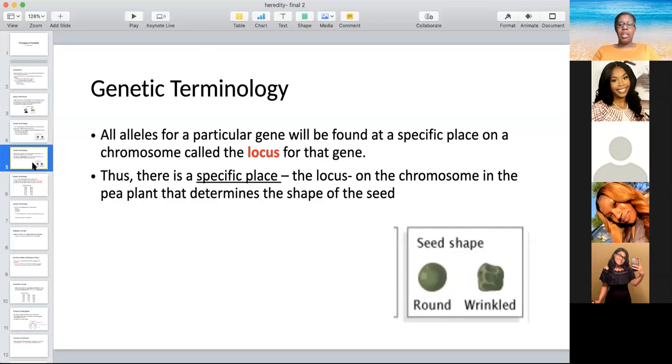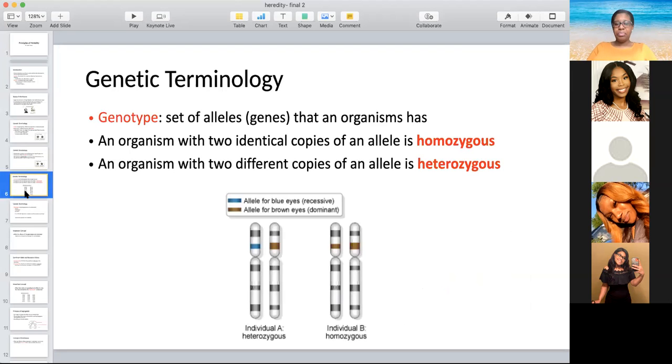All alleles for a particular gene will be found at a specific place on the chromosome that we'll call the locus for that gene. There's a specific place on the chromosome in the pea plant that determines, again, the shape of that seed. This is one of the factors or traits that Gregor Mendel examined in the pea plants. So the locus tells us exactly where on the chromosome we can find that particular gene.